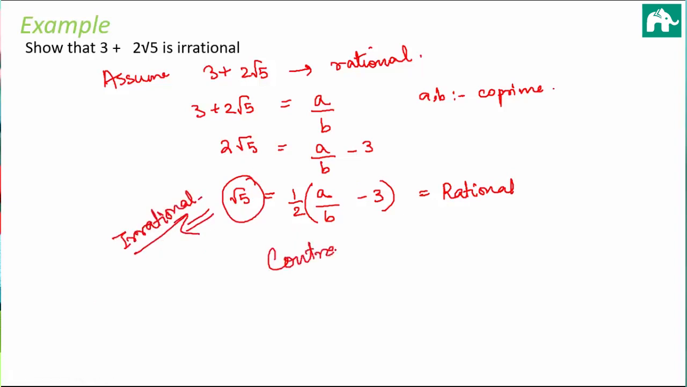And what is the contradiction? The contradiction is that whatever we have assumed is incorrect. And this shows that 3 plus 2 root 5 is irrational. So that was pretty cool, right?